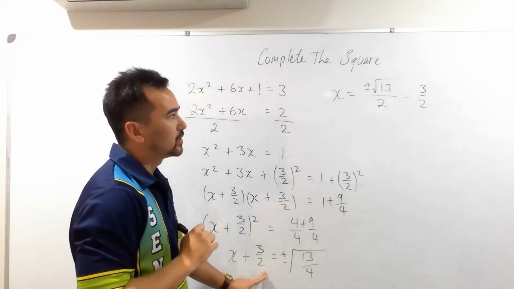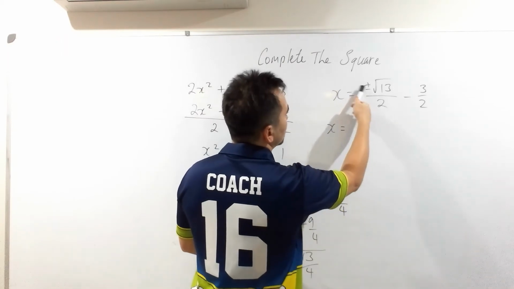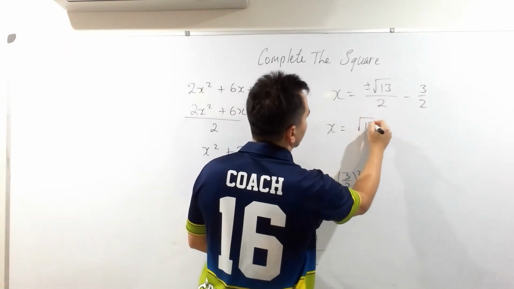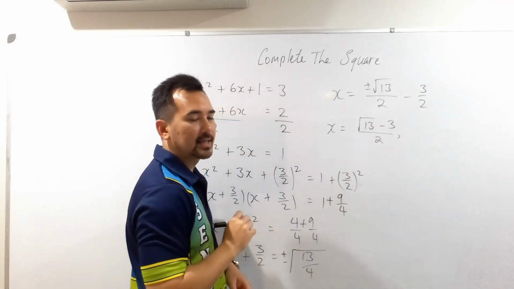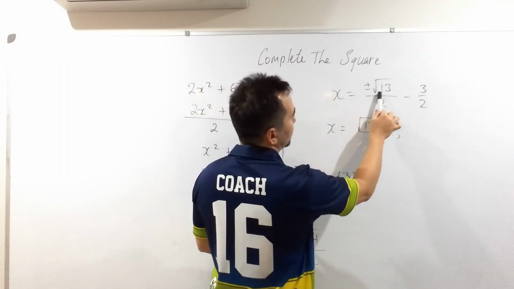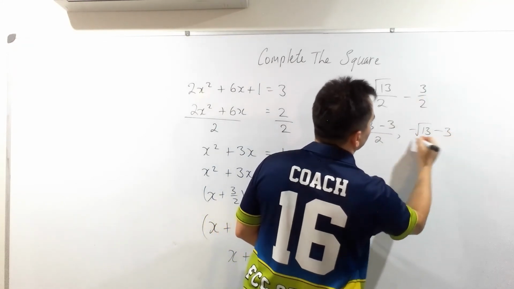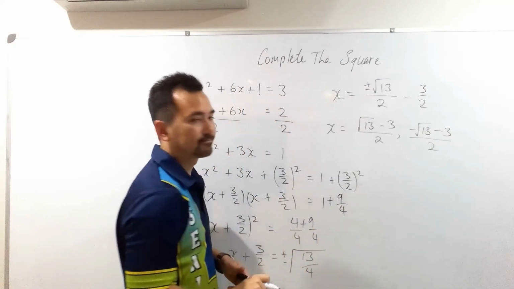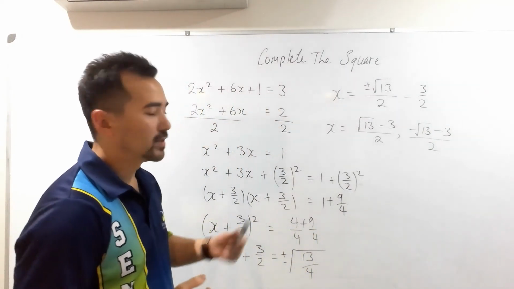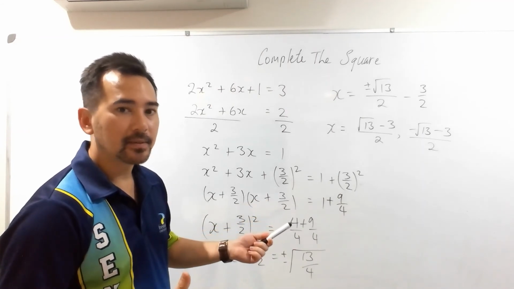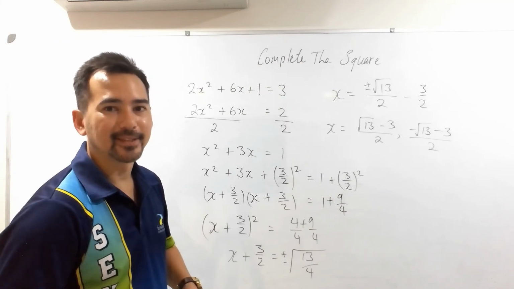Okay, so here are our two answers. We have the positive root 13, take away 3 over 2, and our second answer is the negative root 13, take away 3 divided by 2. And there you go. We could type that into a calculator and get a decimal answer, but that is an exact value. Good luck with your questions.